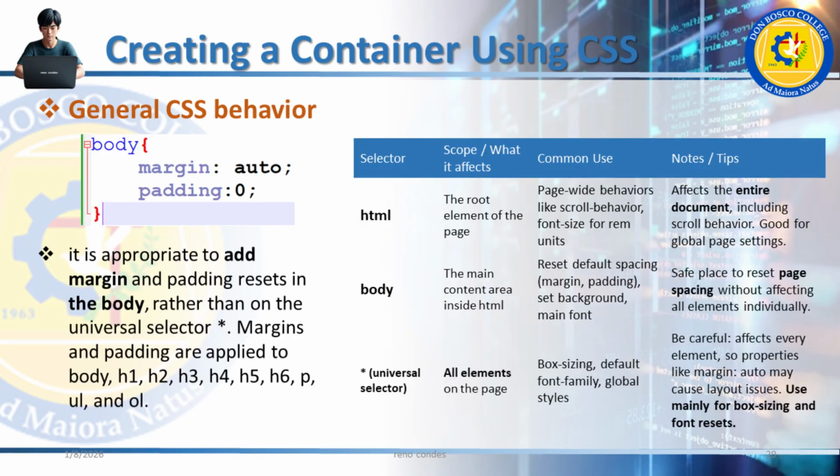Next, call the body tag and add the necessary CSS properties. It is more appropriate to add margin and padding resets in the body rather than using the universal selector star. Margins and padding are applied to body, h1, h2, h3, h4, h5, h6, p, ul, and ol.